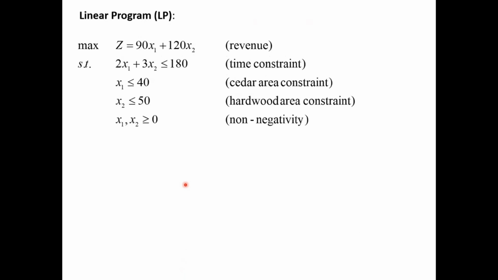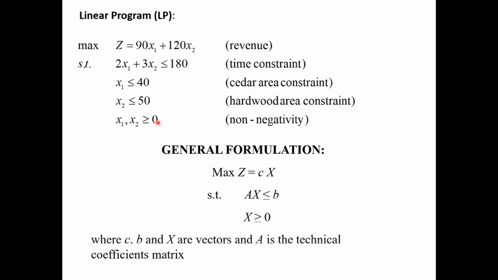So we can write this as a linear program where we have the objective function Z is 90x1 plus 120x2, which is revenue. We have 2x1 plus 3x2 is less than or equal to 180. That's his time constraint. He's got a cedar area constraint, x1 less than 40, x2 less than 50, and x1 and x2 have to be greater than or equal to 0.